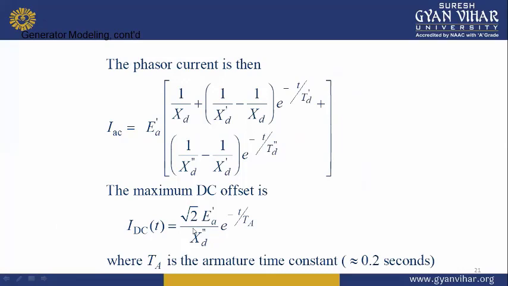Now this phasor current is written by this given equation, and the maximum DC offset current can be calculated by this, where TA is the armature time constant, which is approximately equal to 0.2 seconds.